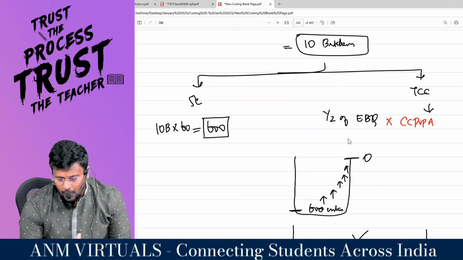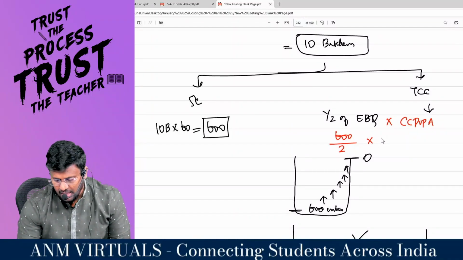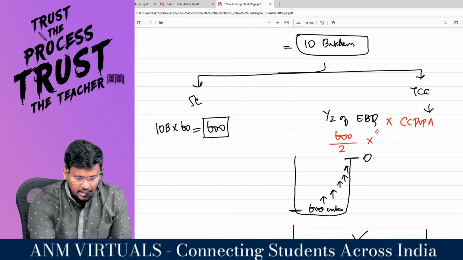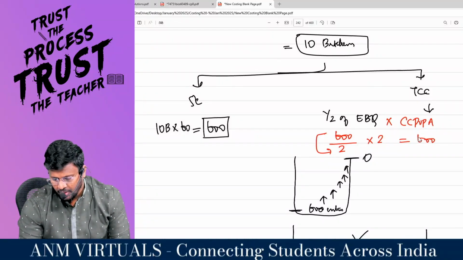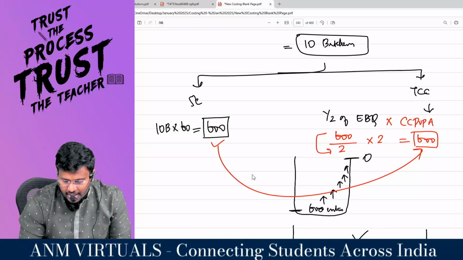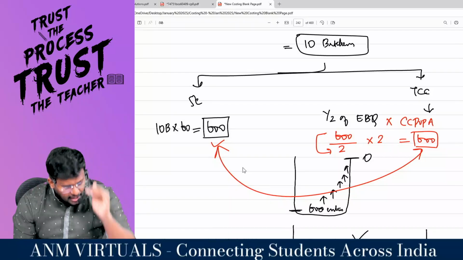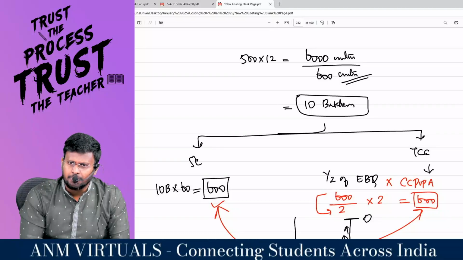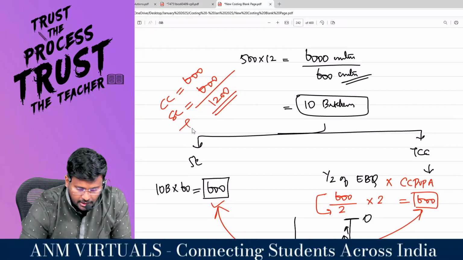Right, sir? What is the EBQ? 600 divided by 2 into 20 into how much percent? 10% comes to 2. So basically, sir, 600 divided by 2 comes to 300 into 2 comes to 600, because at EBQ my carrying cost should be equal to the setup cost. Sir, this happens only at EBQ. So if you are manufacturing 10 batches, my dear lovable students, the carrying cost and the setup cost, this will be 600 and this will be 600. Sir, total cost will be 1200.